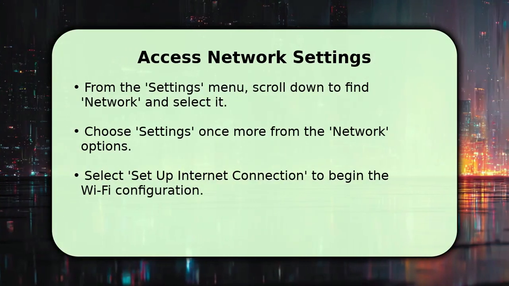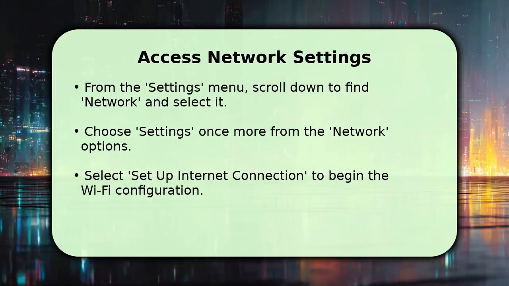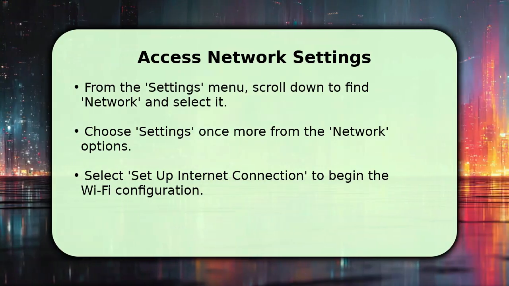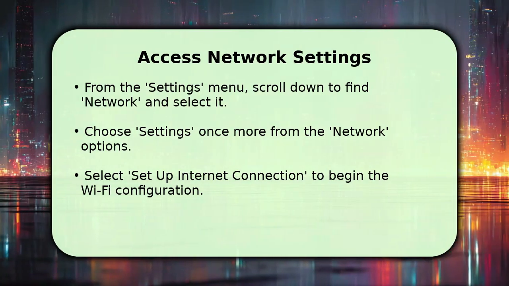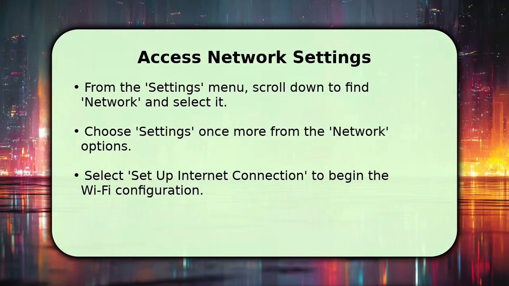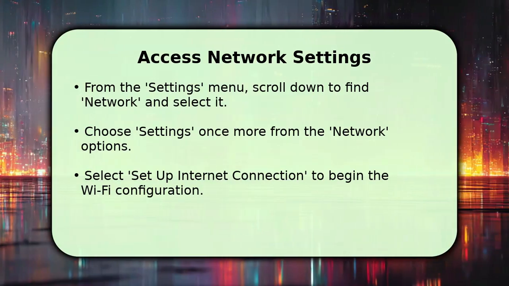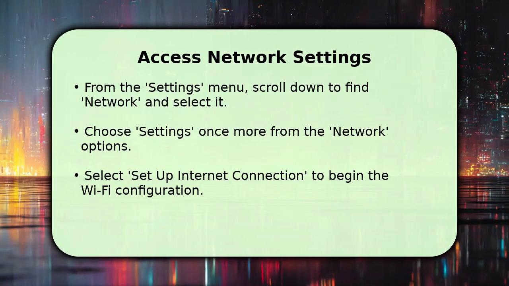Once inside the Settings menu, use your controller to navigate downwards until you find the Network option. Select this, and then choose Settings again from the subsequent menu to proceed. From there, you will see Set up Internet Connection, which you should select. Your PlayStation 5 will then automatically begin scanning for all nearby wireless networks, preparing to list them for you.